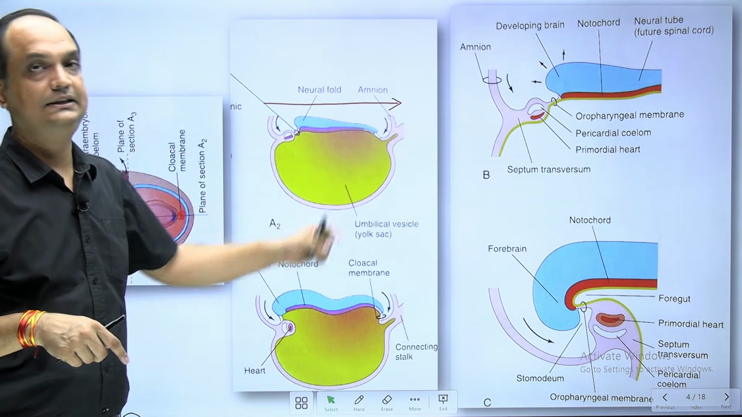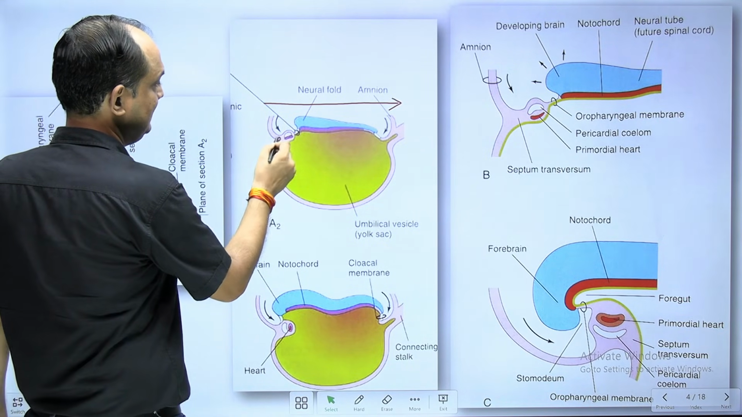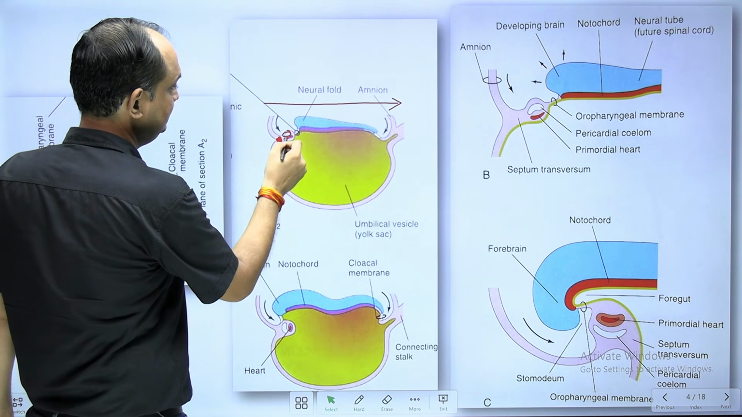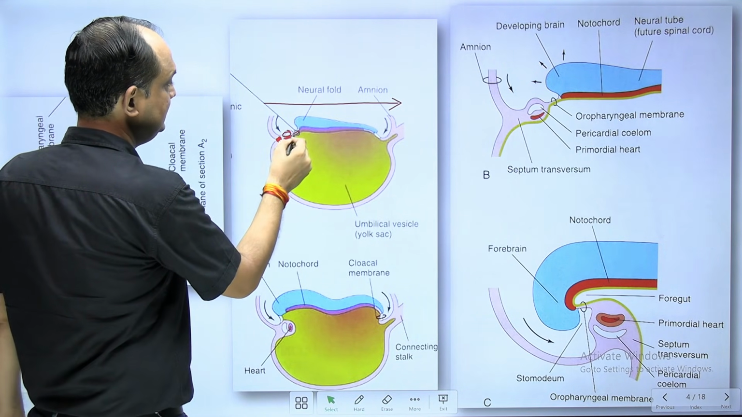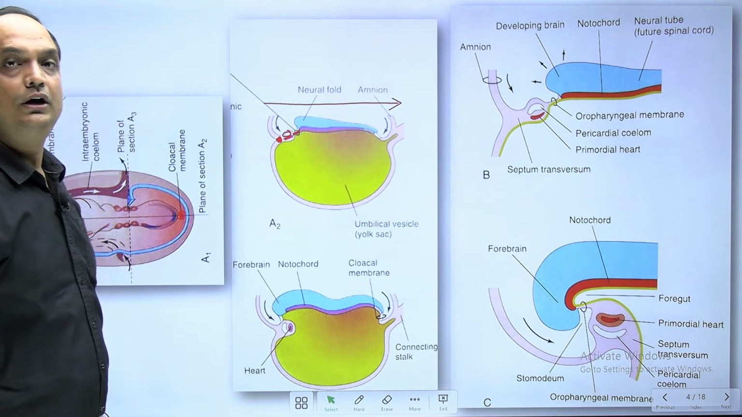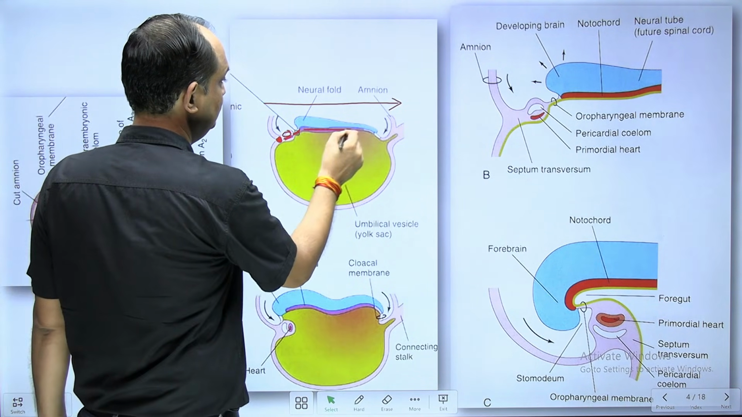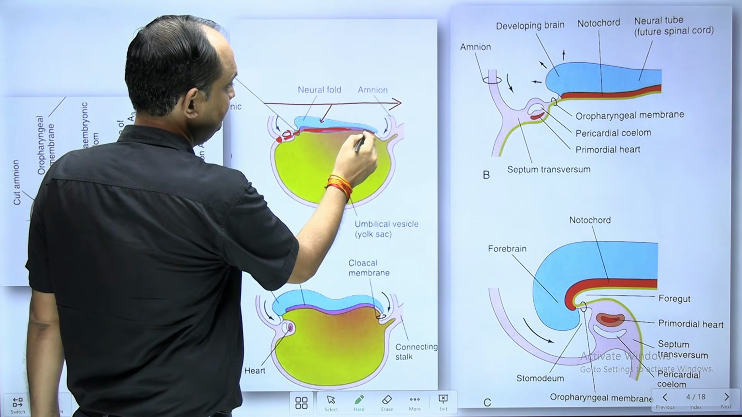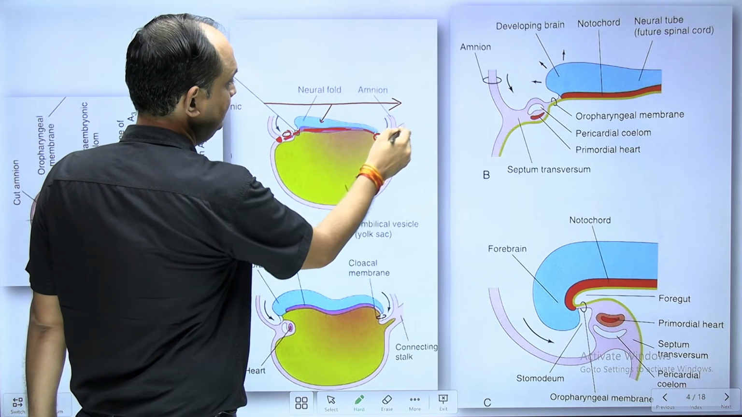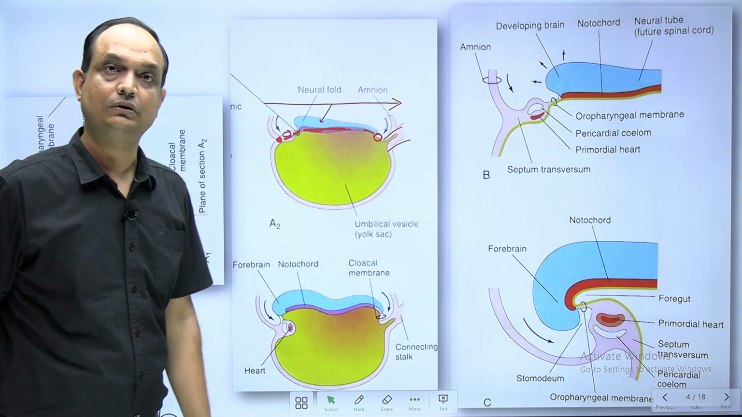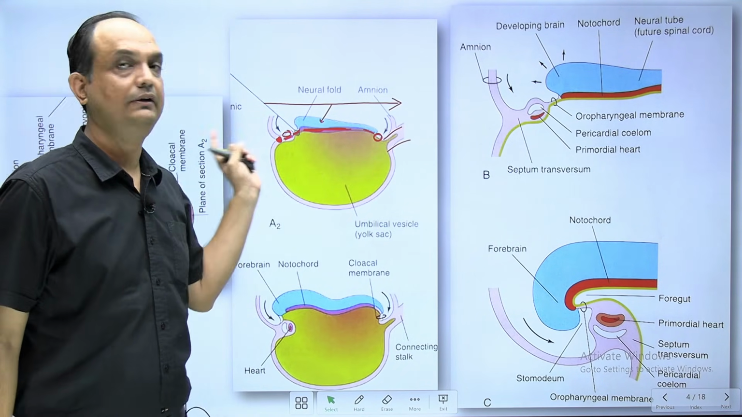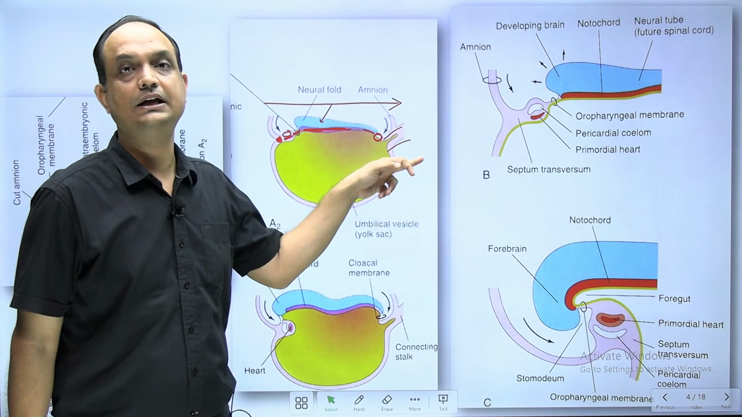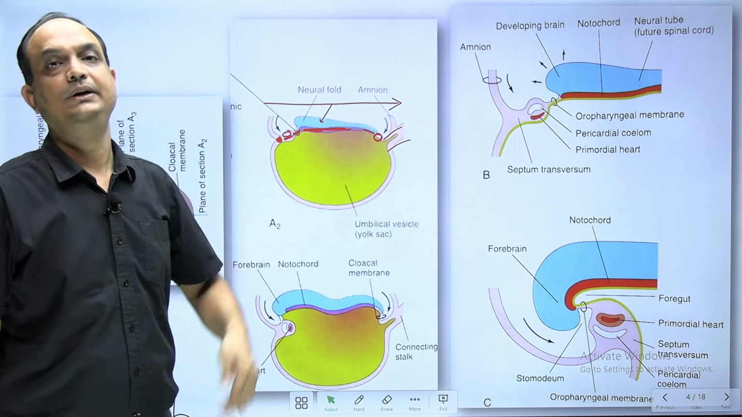That's why when you see the structures, here you can see this is the septum transversum. This is your coelom of the pericardial region with the underlying developing heart. This area is your precaudal plate. Then you will have the notochord with overlying neural tube. Posteriorly you will have the primitive streak, then the cloacal membrane, and this is your connecting stalk. So my dear students, whenever you draw the diagram, you should keep the orientation that this is cranial to caudal in the midline.